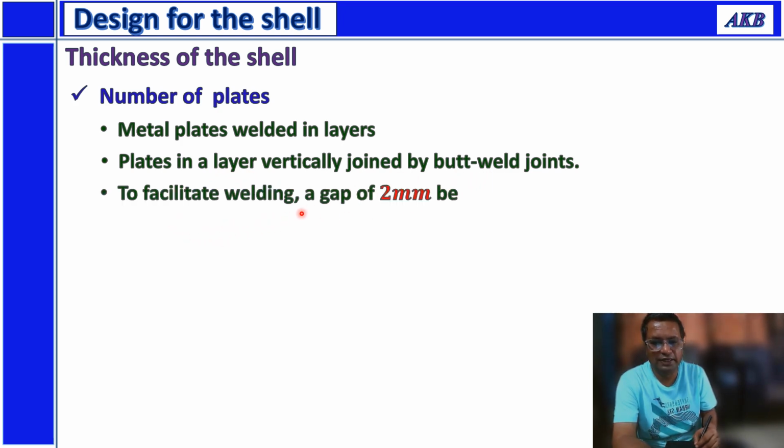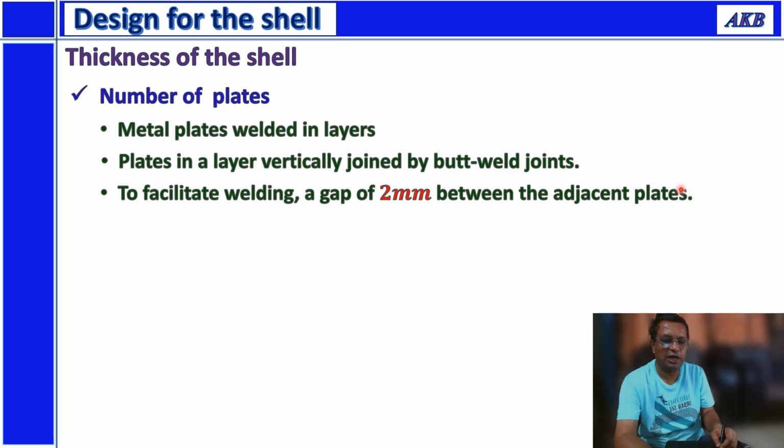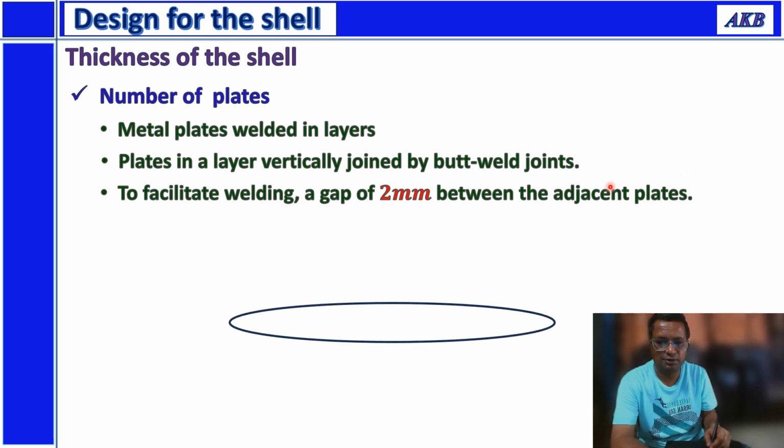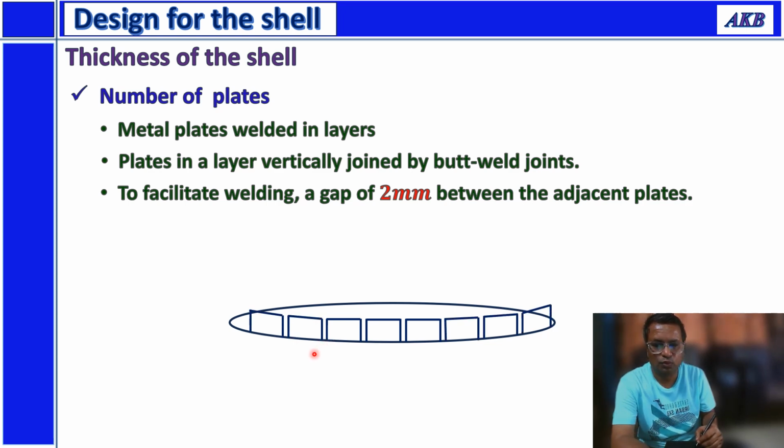To facilitate welding, a gap of 2 mm between adjacent plates is desired. So in order to have better welding, a gap of 2 mm is given between two adjacent plates. You can see that in the schematic diagram. This is the bottom of the vessel. Now you have arranged one plate, then adjacent to that plate you have arranged another plate. In this way, a number of plates are arranged to form a single layer. What you are seeing is the bottom layer. In between two adjacent layers a gap of 2 mm is left.